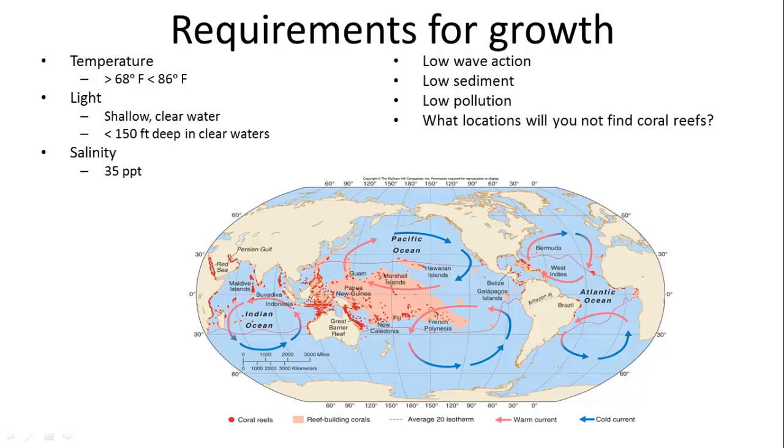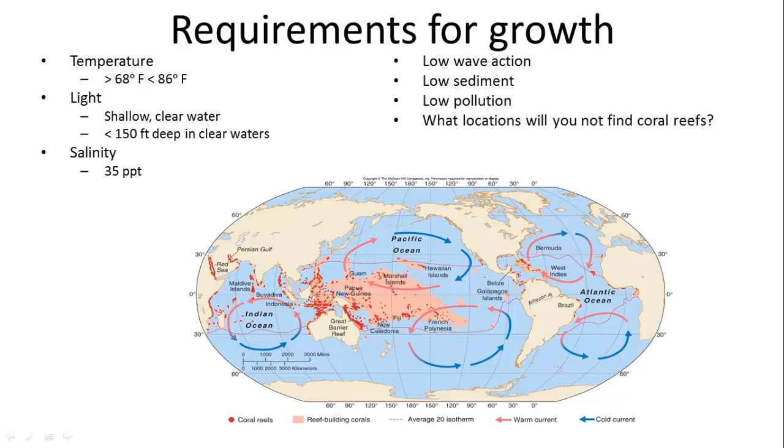Now, coral reefs have a specific range of temperatures in which they grow, 68 to 86, so these are generally warm waters. They have to have light for the zooxanthellae to be able to photosynthesize. And so shallow, clear waters where you have a substrate are going to be the areas where you find them. The salinity has to be pretty constant, 35 parts per thousand. They can't have a lot of wave action, or that will not make them able to establish and receive the sediments and nutrients that they need to grow.